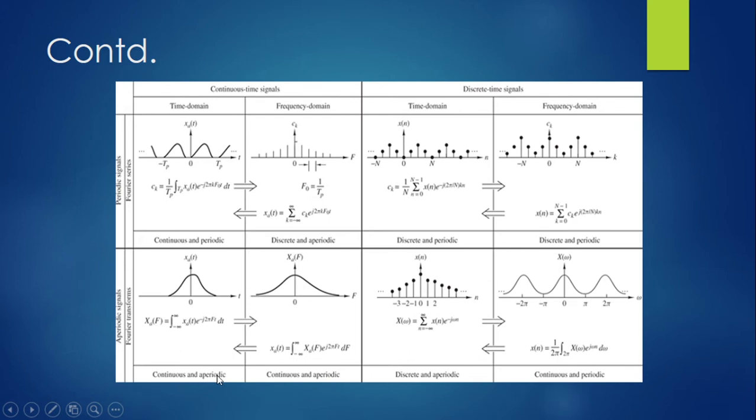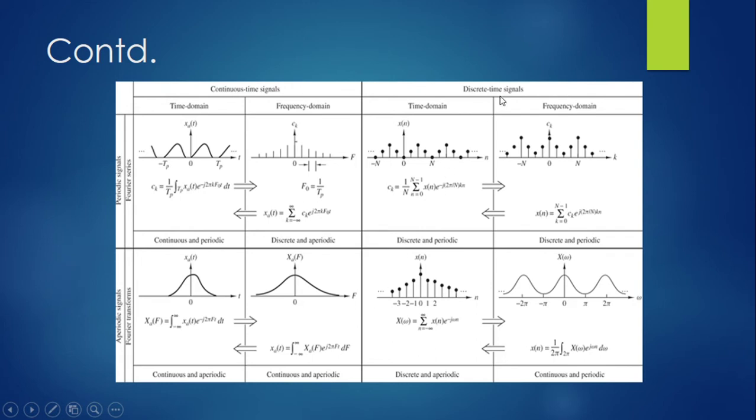Second is continuous and aperiodic. It's not repeating itself. It's not periodic, but it is continuous. Its analysis equation is this one. Its synthesis equation is this one. Now what you get as output is also continuous and aperiodic. You have continuous and periodic signal, you get the discrete and aperiodic Fourier. You have continuous and aperiodic, what you get is continuous and aperiodic.